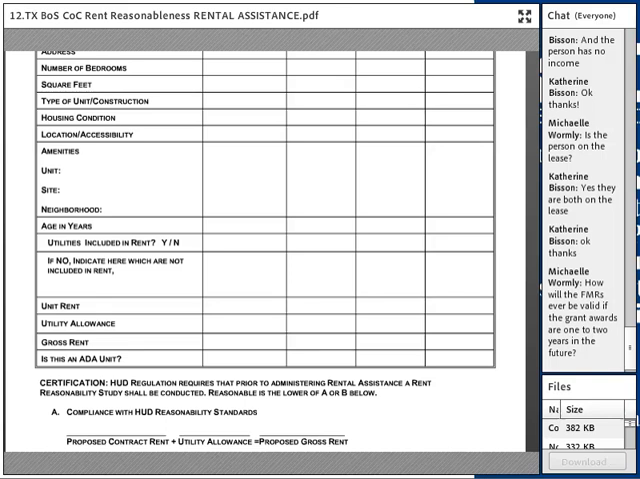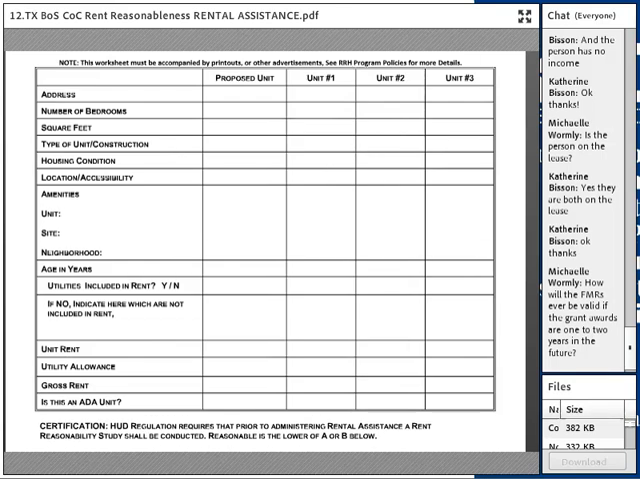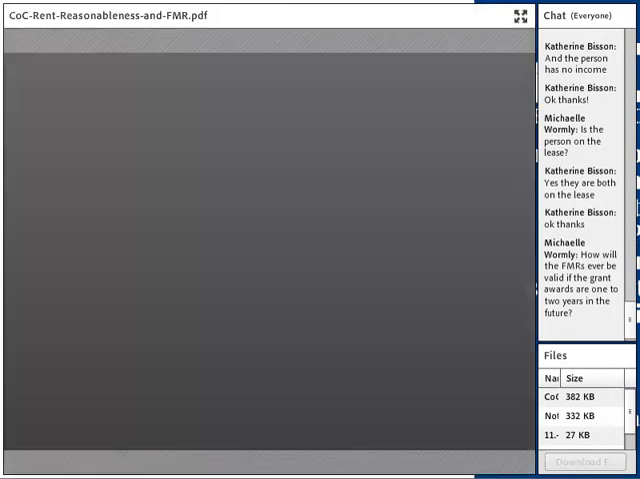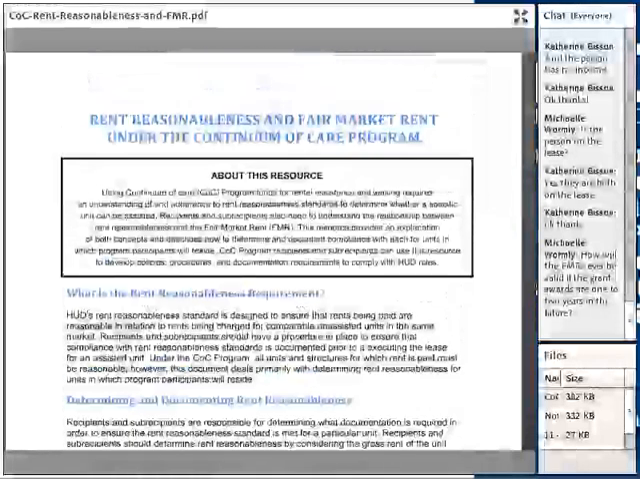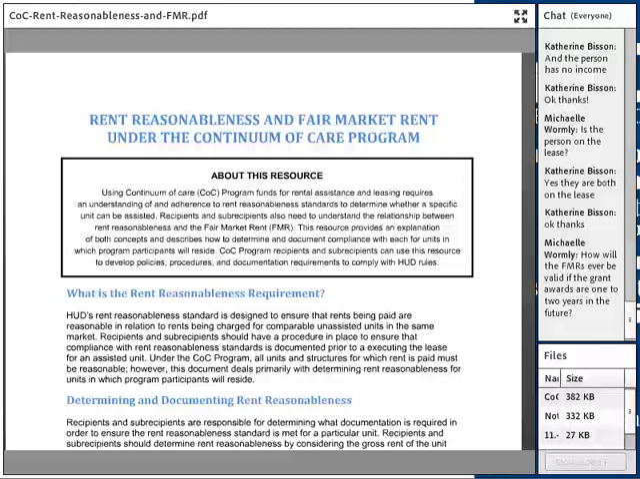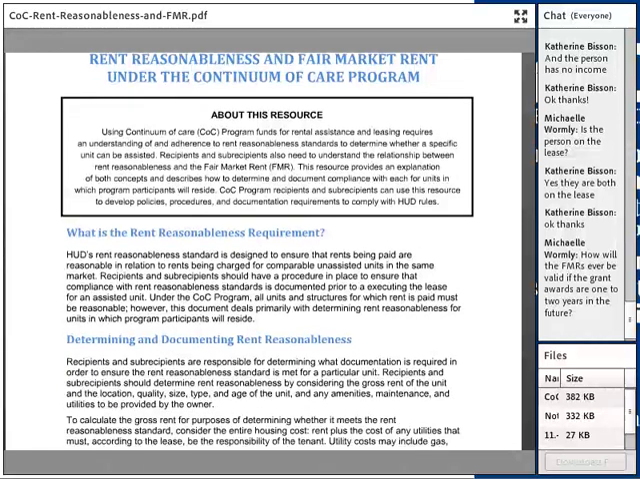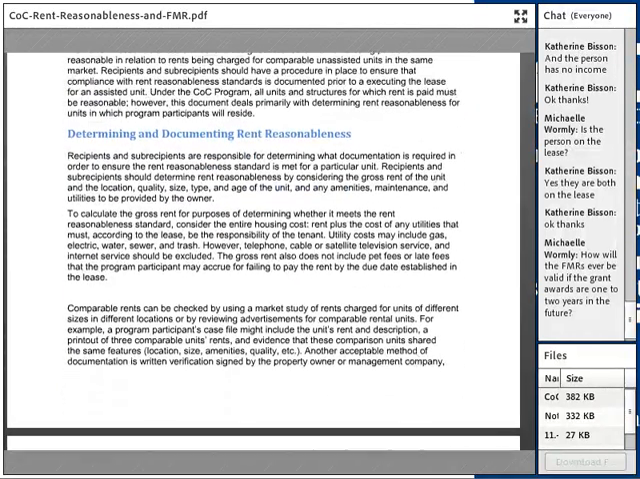Now, HUD has said that you must maintain documentation of the evidence used to make the rent reasonableness determination. I would highly encourage everyone on this webinar today to read the CoC Rent Reasonableness and FMR in the Continuum of Care program document. It's actually linked down here in the files, so it's downloadable. You can download it and read it at your leisure. It's not that long, only like 6 or 8 pages or so. But it talks about determining and documenting rent reasonableness right there on page 1, like how you can go about doing that, right?